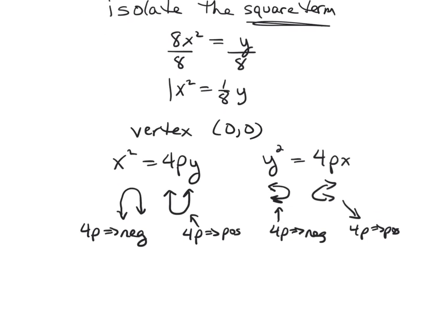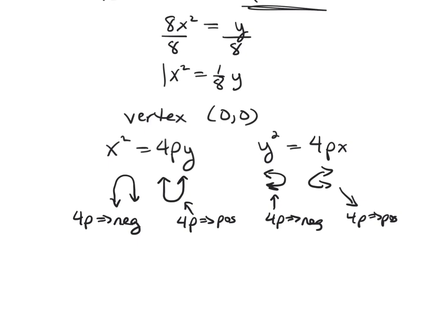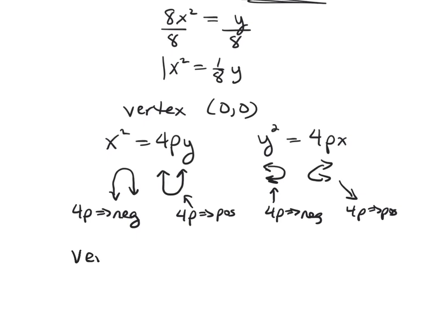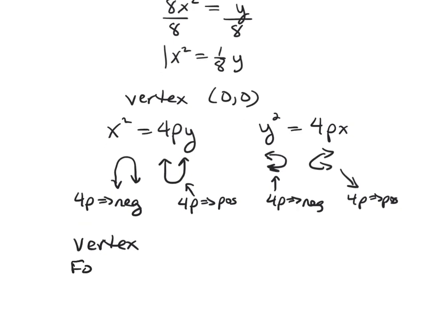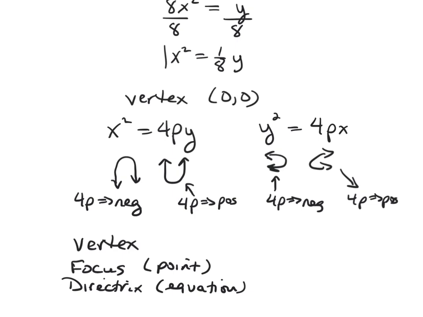Now, for here, let's go ahead and talk about the different things that you would need to graph or find when we were working with these. So you would have to find the vertex, but for both of these, the vertex is always at the origin whenever you have these two formats. You would also need to find the focus point, your directrix equation. So this is a point, the focus, and the other one's an equation.